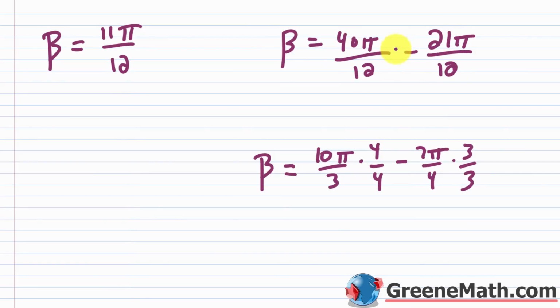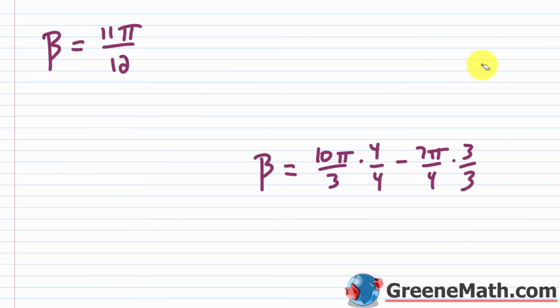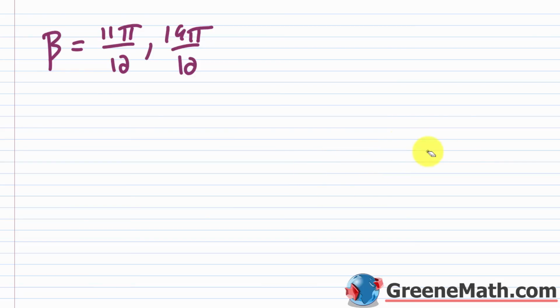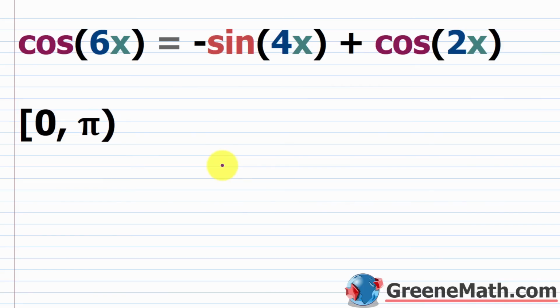So 40 pi minus 21 pi is 19 pi. So this is 19 pi over 12. Let me just put a comma here and put 19 pi over 12. So those are your solutions in that given interval, again, where beta is greater than or equal to 0 and less than 2 pi. Okay, let's take a look at another problem.